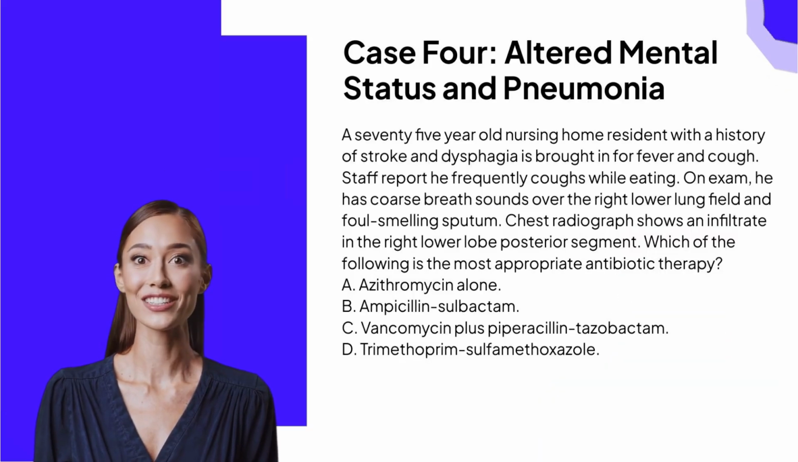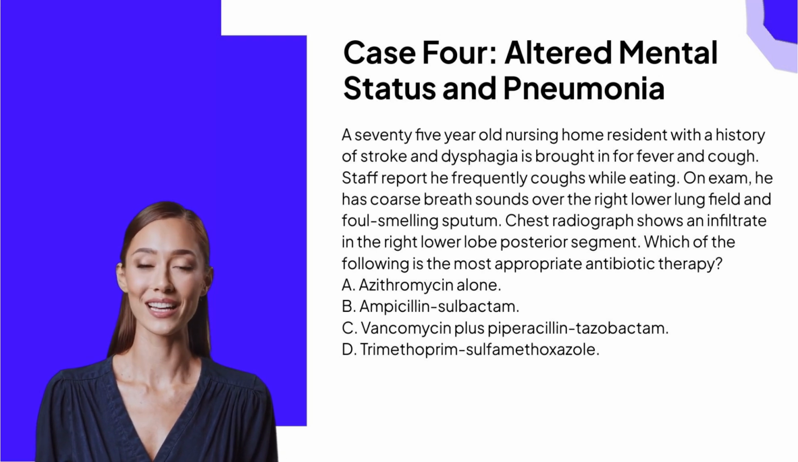Case 4 introduces aspiration pneumonia. Notice the nursing home setting, history of stroke with dysphagia, and the patient coughing while eating. These are classic risk factors. The foul-smelling sputum and right lower lobe location seal the diagnosis.